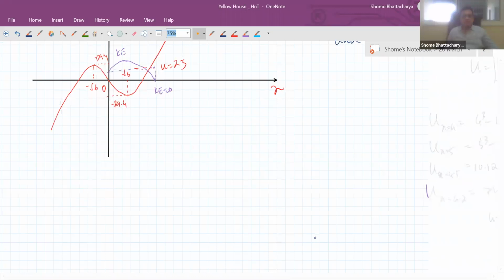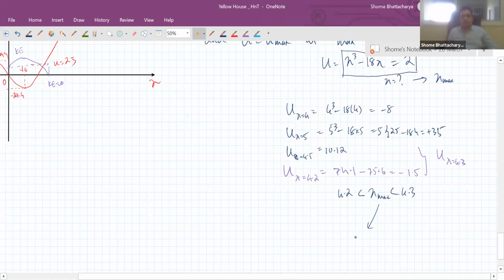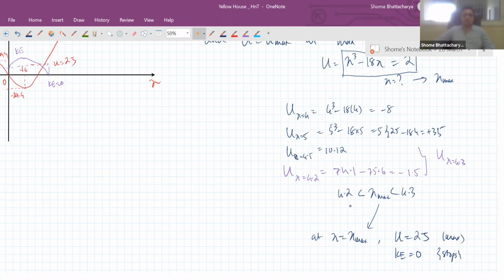Why is this the x maximum? Because at x equal to x maximum only, my potential energy is becoming 2 joules, which is the maximum of potential energy, and kinetic energy is becoming zero. So the particle is stopping. So it doesn't go beyond that position. Whatever the value is between 4.2 and 4.3, the particle goes up to that point, but does not go beyond because it decelerates and comes to rest at that point. So displacement also must be between 4.2 and 4.3. So the maximum displacement will be something between 4.2 and 4.3.